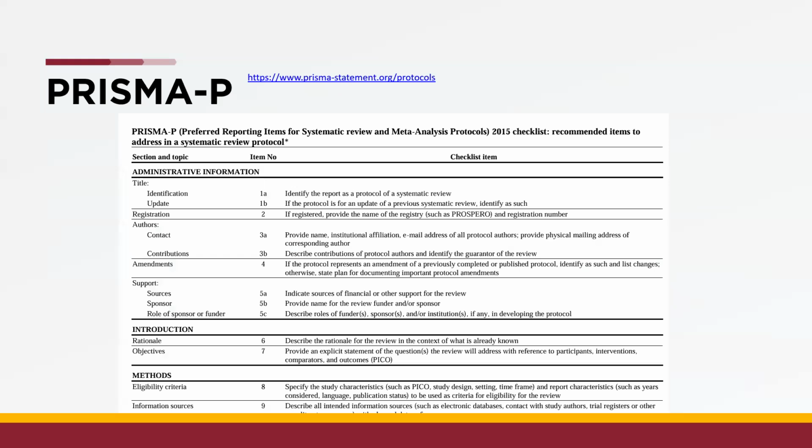Okay. And so there is a handy guide with Prisma. Before we get too much further, Prisma stands for Preferred Reporting Items for Systematic Reviews and Meta-Analysis. Prisma itself, without the little dash P here, is a statement. There's an actual paper. We will get to that.